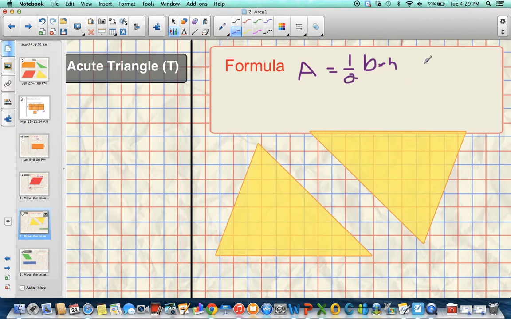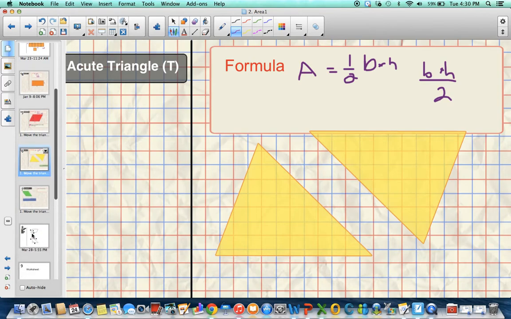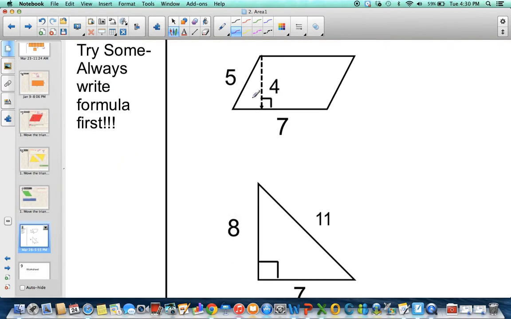You may have seen it before as base times height divided by 2. Either one is correct, but we're going to really start trying to use the 1/2 base times height. So let's try an example. When you see a shape, the first thing I want you to think of is name the shape. So in this case, this would be our parallelogram.